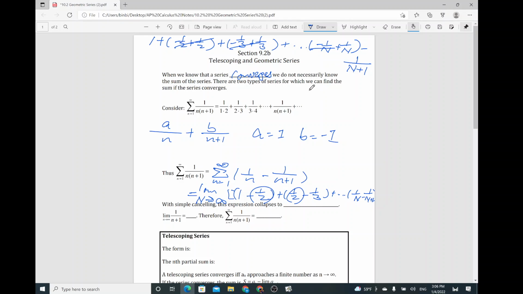What's left is the limit as n approaches infinity. It collapses to the limit as n approaches infinity of the quantity 1 minus 1 over n plus 1. Plugging in infinity, 1 over infinity is 0, subtracted from 1, so the limit is 1. That means the sum of this entire telescoping series is 1.